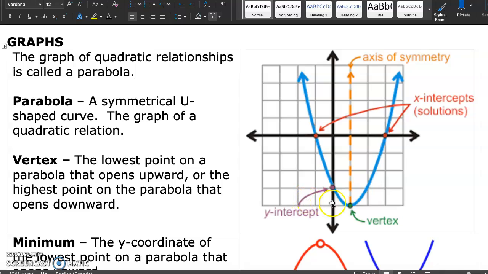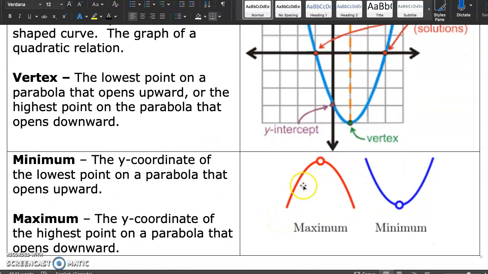The vertex, seen here on the image, is either the lowest point, a minimum, or if it were the other way, a maximum right here. And this can have important information for word problems or application problems.